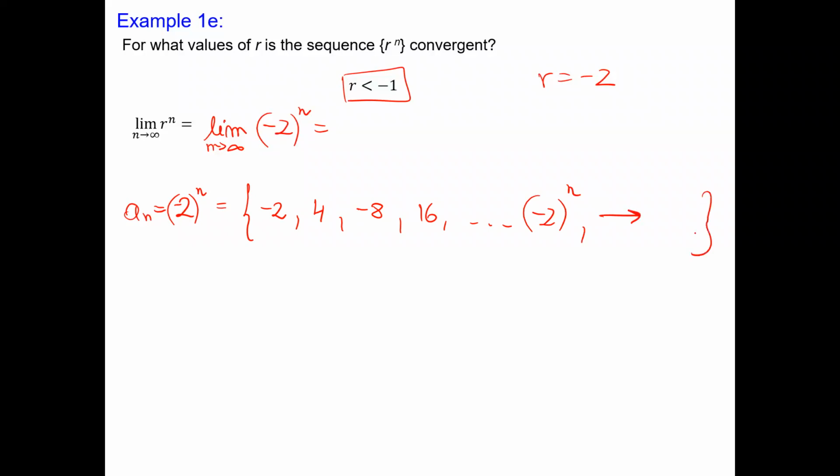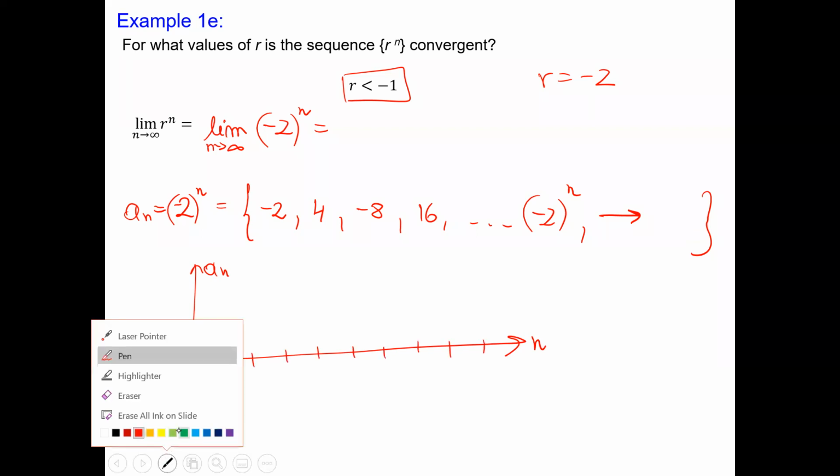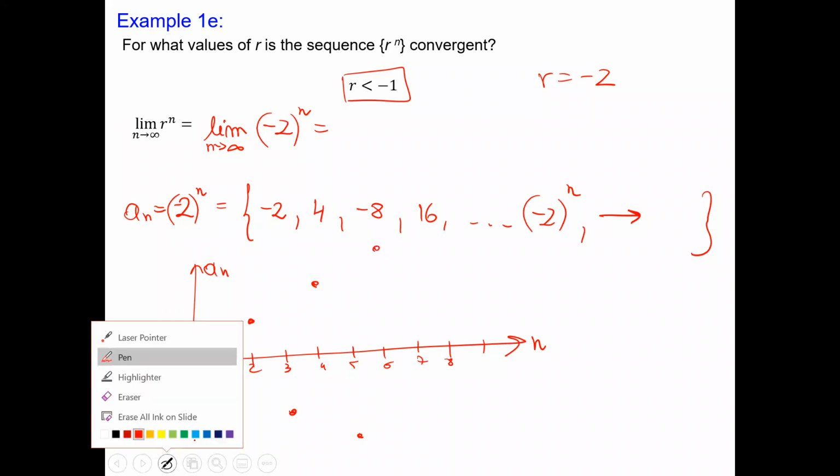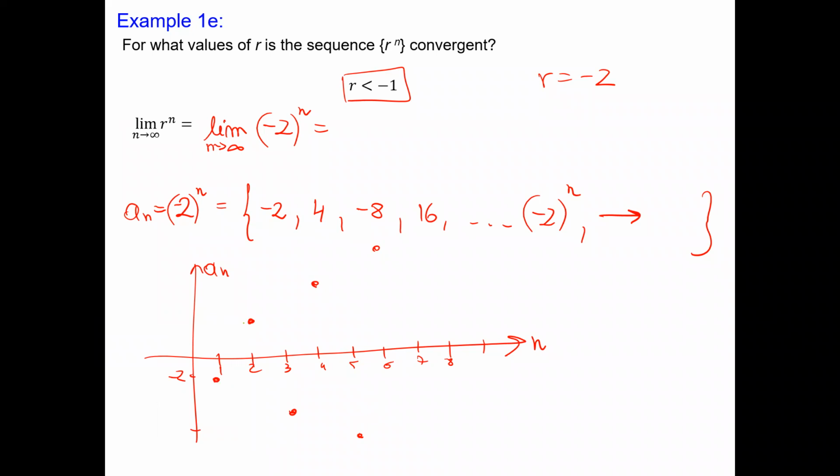The numbers alternate, but the absolute value is not getting smaller and smaller. It's actually 2, 4, 8, 16. We may notice that each term alternates in sign. The first term is -2. Actually, let me ignore the scale, and let's pretend that this is -2. And then +4, -8, +16, -32, +64.